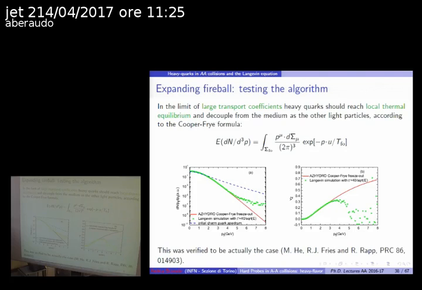And if this is the case, the point is that your heavy quarks will decouple exactly like the other hadrons from the fluid. So you can study the heavy quark single particle distribution as you do for other hadrons, just in terms of decoupling from some freeze-out hypersurface, okay? And this is what they did.